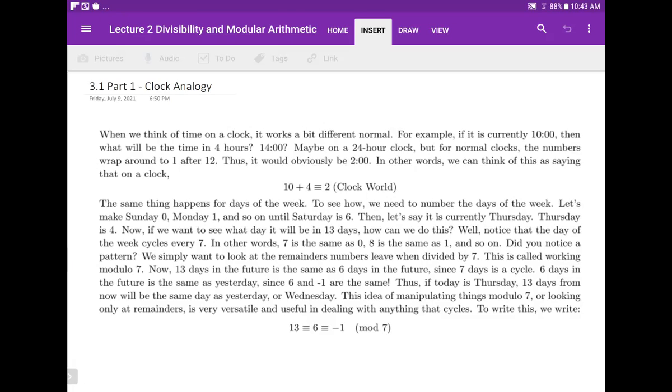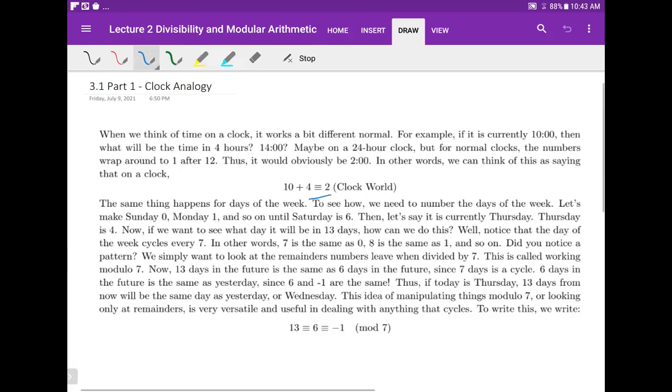And we denote this using 3 bars instead of the 2 bars of a normal equal sign. You can see that here, we use 3 bars. So that means 10 plus 4 is 2 mod 12. That's basically what it means. Here, we call it the clock world.